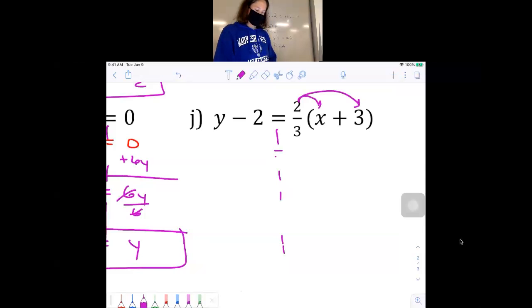2/3 times x would be? Okay. 2/3 times 3? It is not. Remember, you got to hug that fraction. Hug that fraction. That's when you get the wrong answer. Plus 2. Our fraction disappeared. That's nice of it.